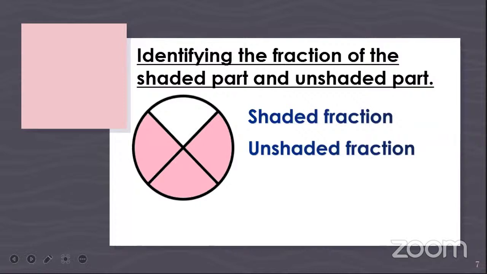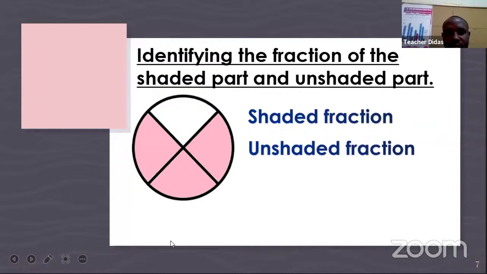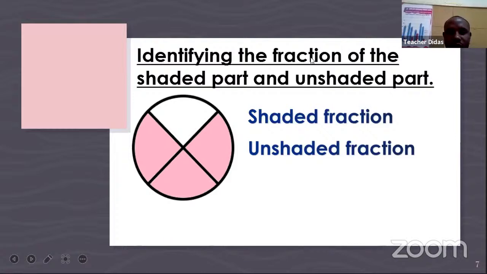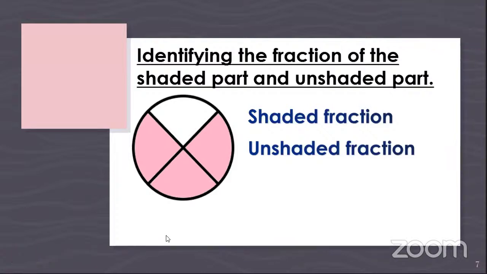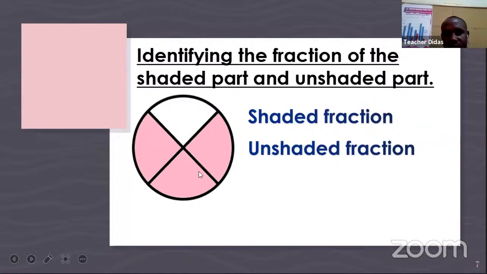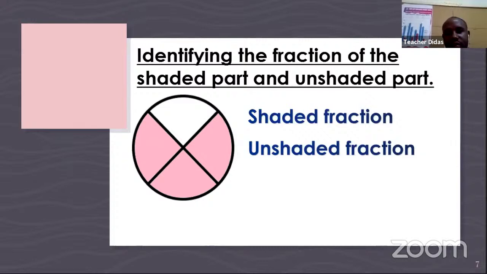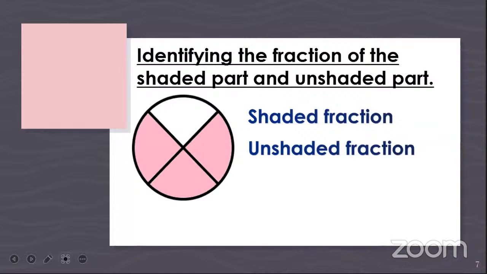The ones which are shaded. What do we do? How do we write it? We first count and answer the question, isn't it? What do we begin counting? The shaded ones. No, we first count all the parts altogether. Okay, can we count all the parts together? Yes.